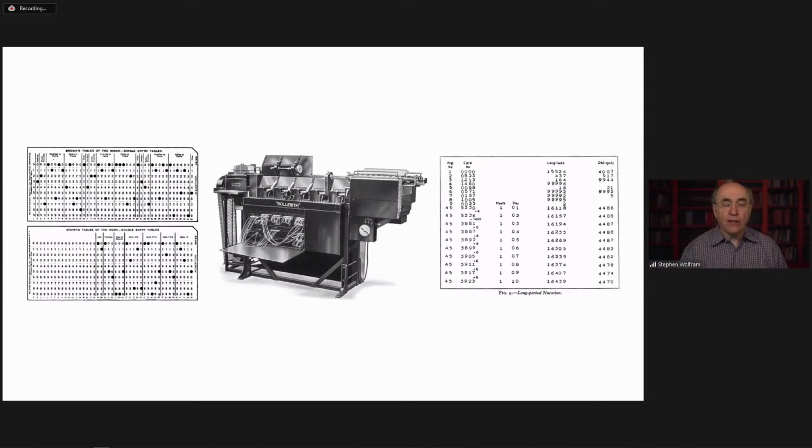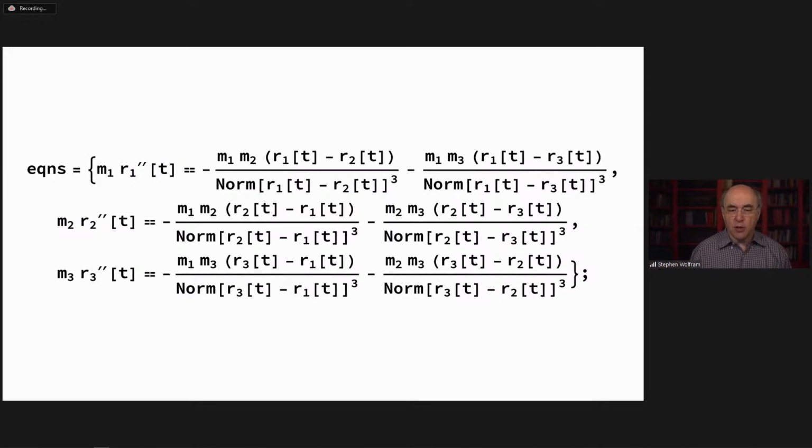Well, why not just solve it? Traditional approaches to the three-body problem come very much from a mathematical way of thinking, but modern computational thinking immediately suggests a different approach. Given the differential equations for the three-body problem, why not just directly solve them? And indeed, in the Wolfram Language, there's a built-in function NDSolve for numerically solving systems of differential equations.